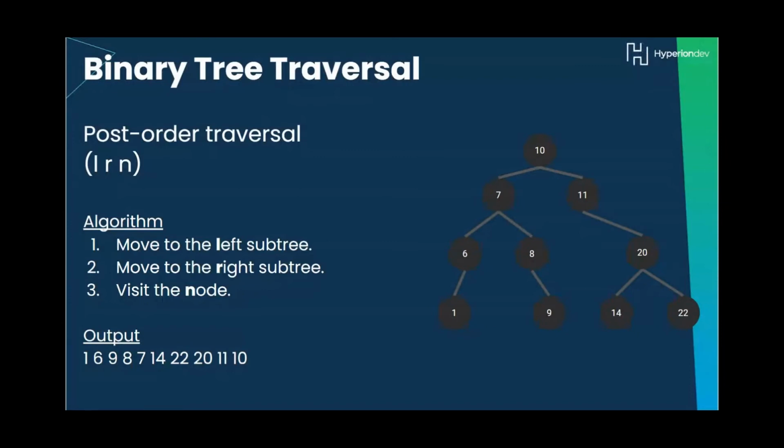Next, we have to backtrack and go to 8, which we would then need to visit its node, and then we go back to 7, which we completed the left and right visits. So now it needs to visit the node itself. So that's why we have 7 over there. And you can see how we will eventually go back to 10 and then move to the right to get the rest of the output that you see on the screen.